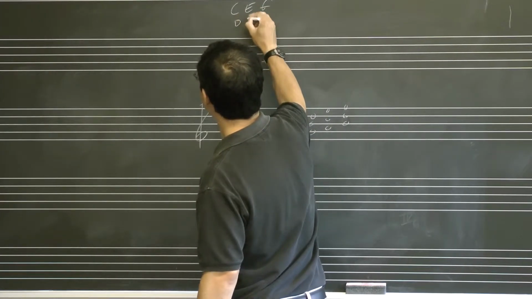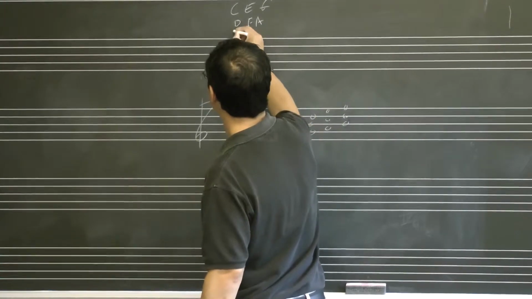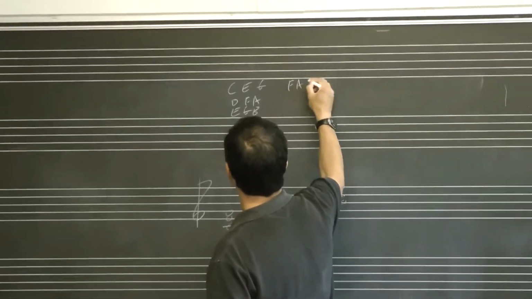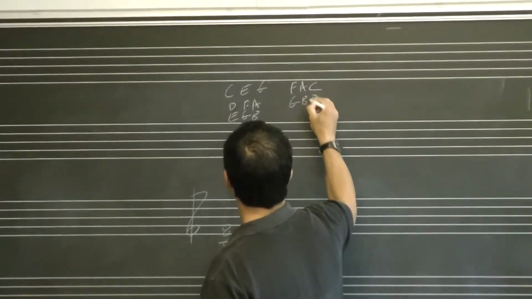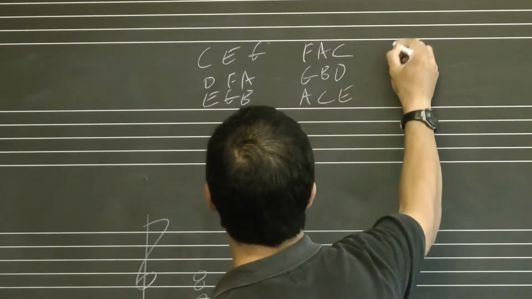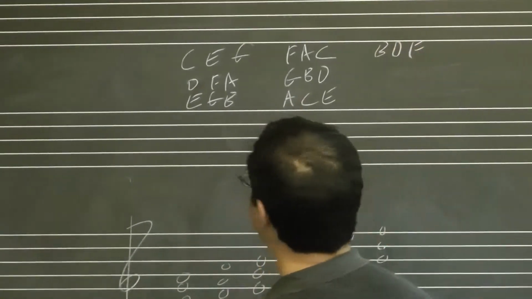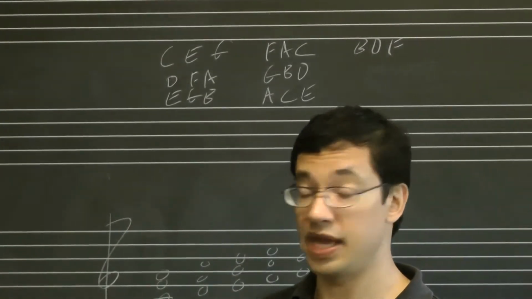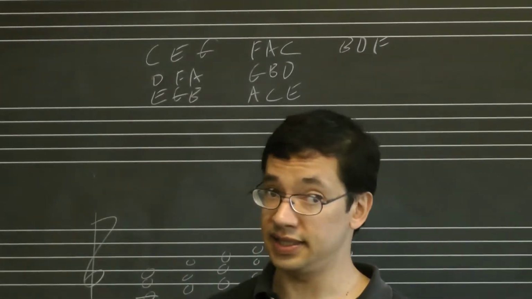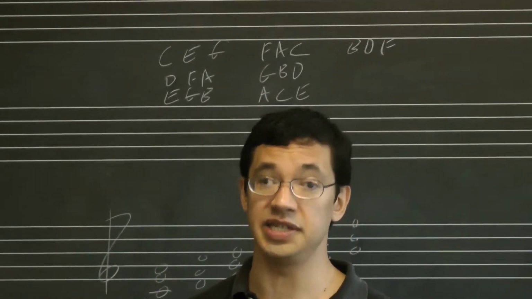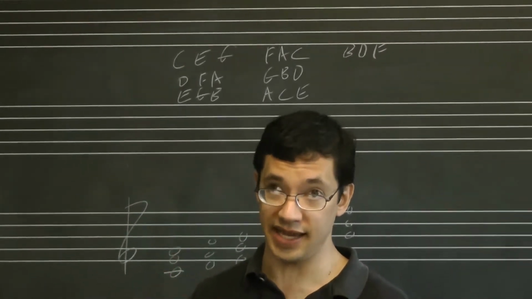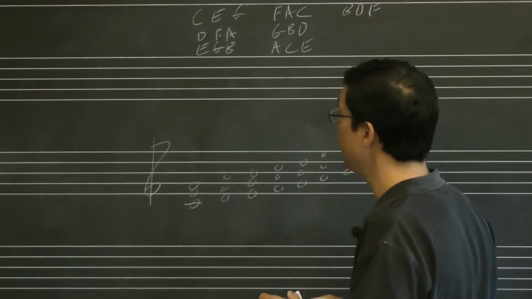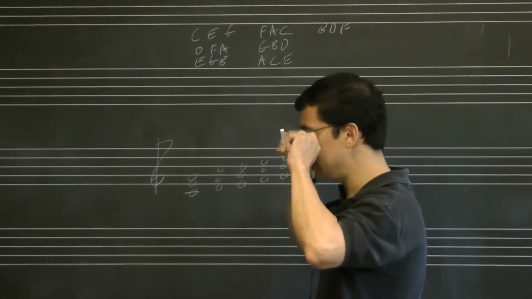D, F, A, E, G, B, F, A, C, G, B, D, A, C, E, B, D, F. So just go through that like a mantra. Learn that, be able to go through that quickly. C, E, G, D, F, A, E, G, B, F, A, C, G, B, D, A, C, E, B, D, F. Boom.